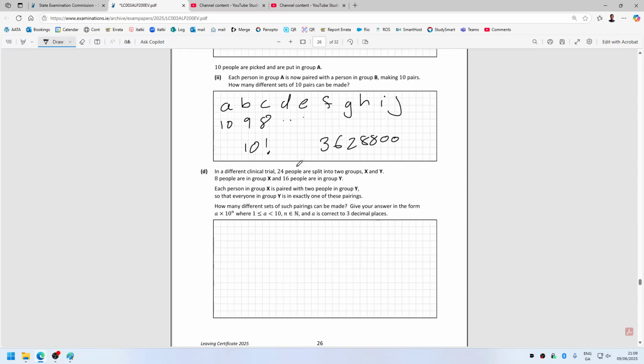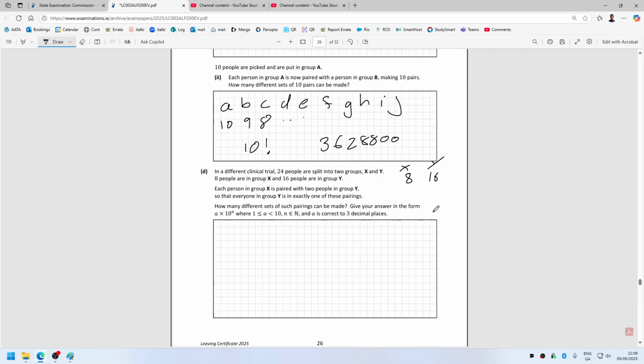The only thing I'm not sure here is the tense. 10 people are picked and put in group A. So we're just choosing with B here. In a different clinical trial, 24 people are split into 2 groups X and Y. 8 are in group X and 16 are in Y. So we know that there's 8 in X and 16 in Y.